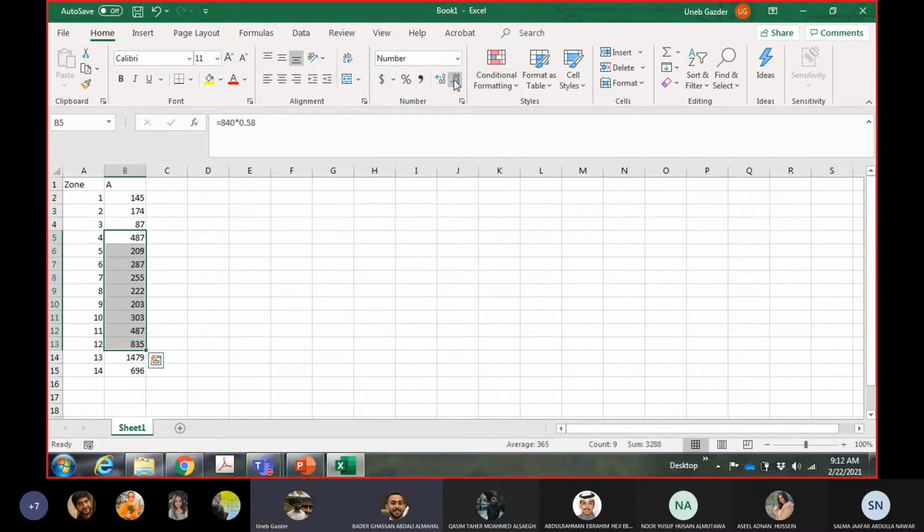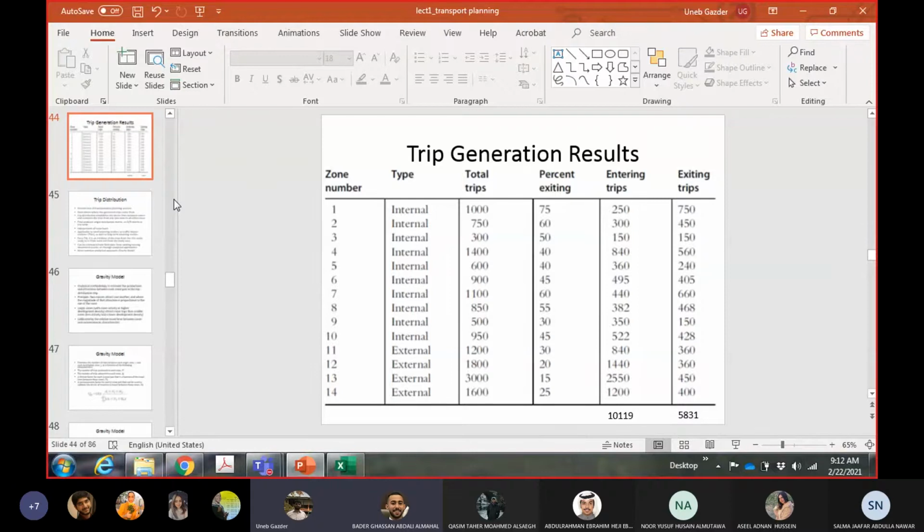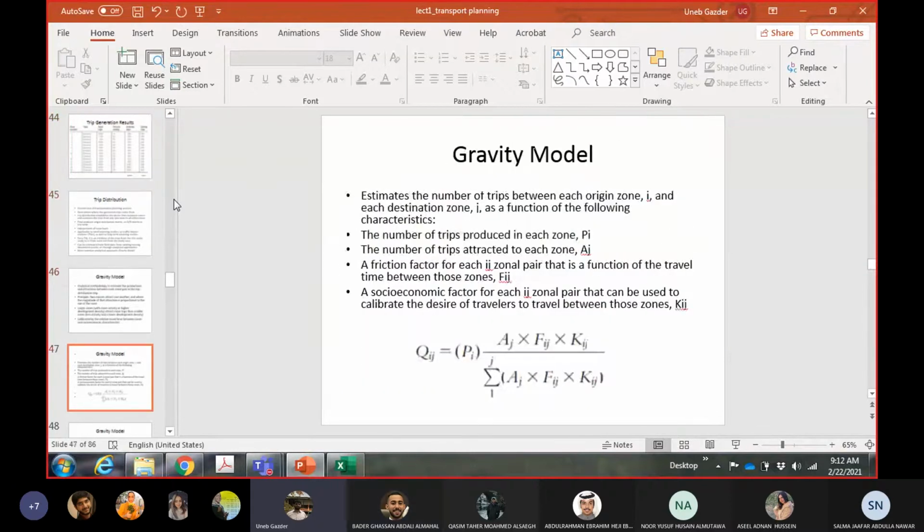If you want to be more accurate with the results, the factor is better to keep at 0.576. Okay, I'm just checking the results now. No problem, no problem. I don't want to be that accurate. Okay, then the gravity model.